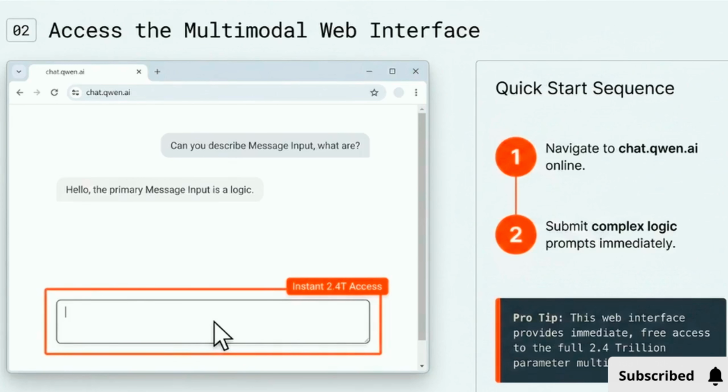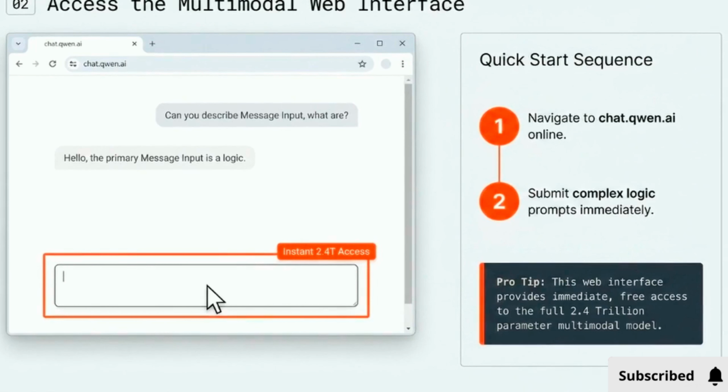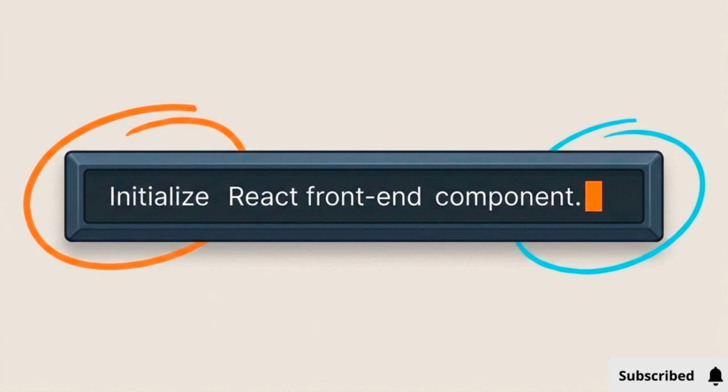Step 1 is establishing immediate access. Open a browser and navigate to chat.qwen.ai. This web interface gives you direct entry to the model. Enter a complex logic prompt. Ask it to build a React-based hero section with specific gradient styles and typography.